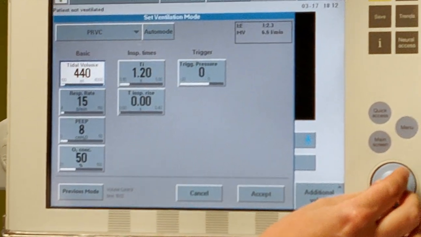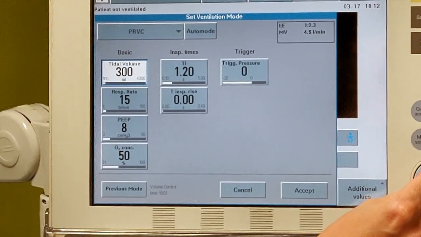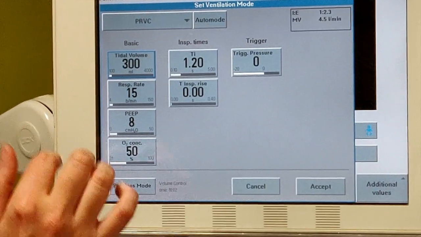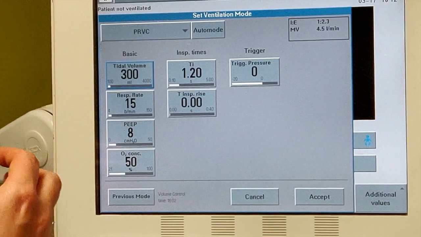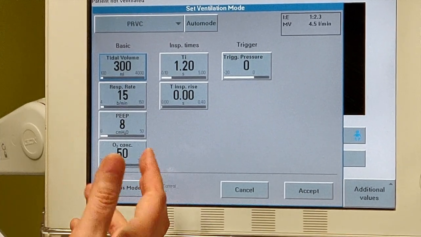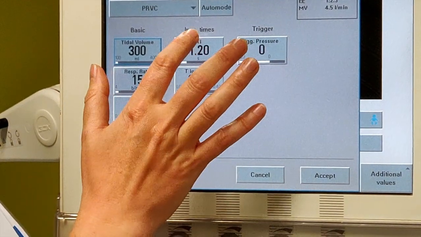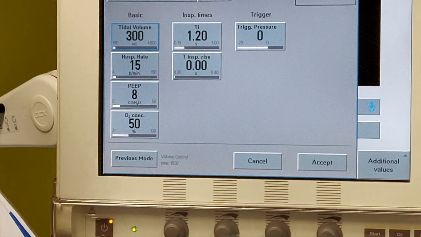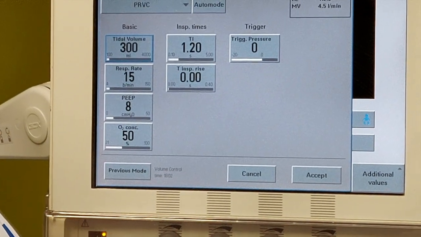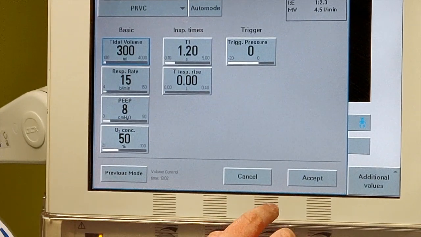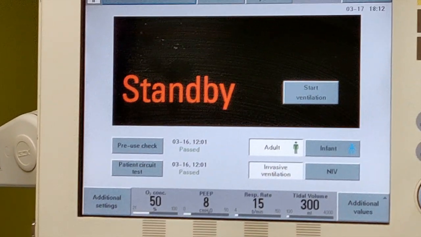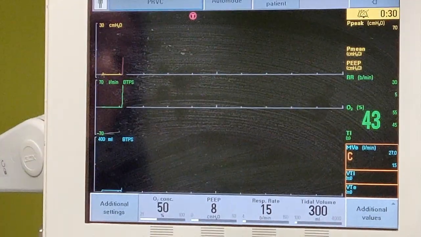We're going to go for a protective strategy of 6 mL per kilo of ideal body weight. We're going to still do the same settings for respiratory rate, whatever PIP we need, FiO2, and then the I time will be the same as in pressure control. It will be the full time here. So we'll go with 1.2, and we're going to start.